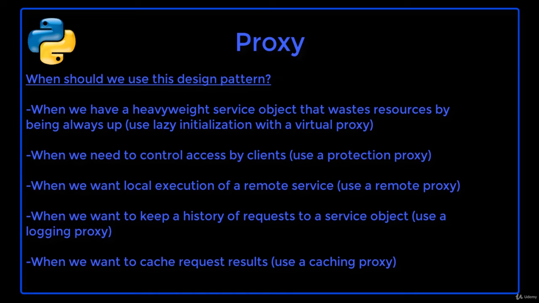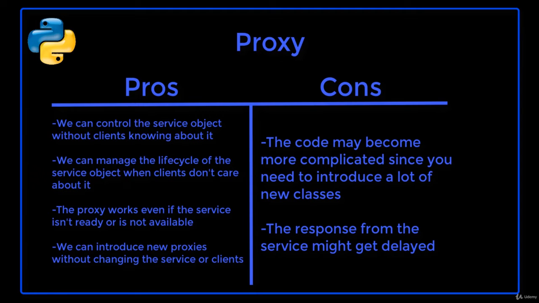Proxies are also useful for logging requests. For example, if we want to keep a history of requests to the service object, we can use a logging proxy. To cache request results, we can use a caching proxy. This is useful when we need to cache results of client requests and manage the lifecycle of this cache, especially if the results are quite large. Proxies are also good for smart reference when we need to be able to dismiss a heavyweight object once no clients use it.